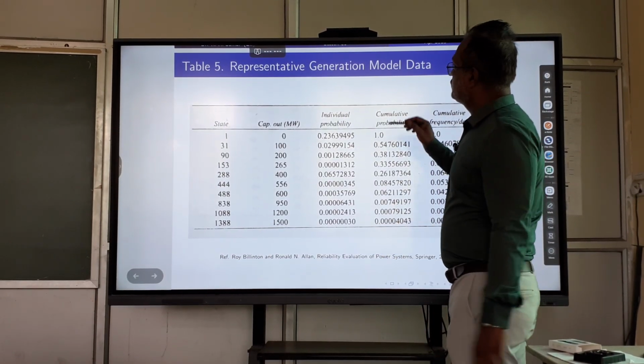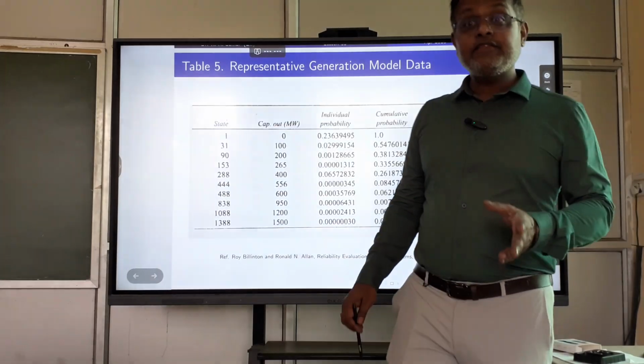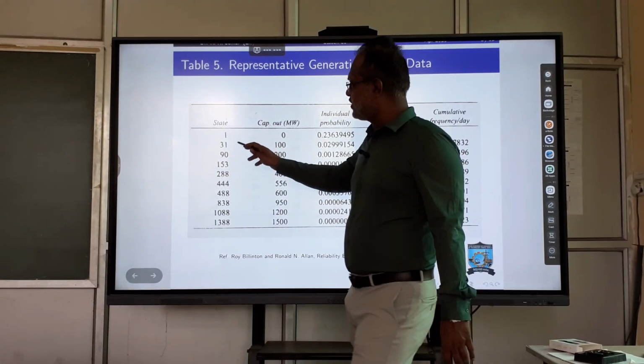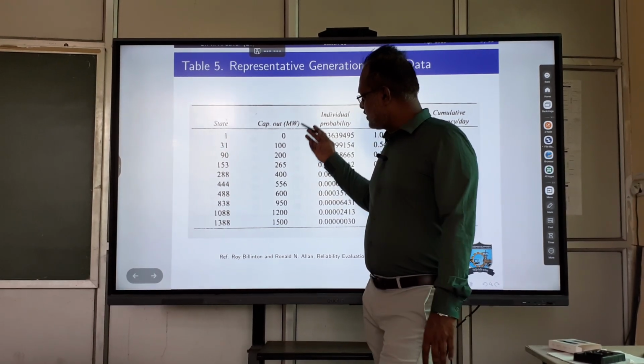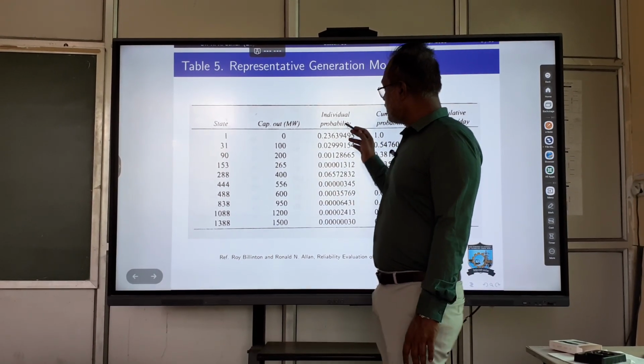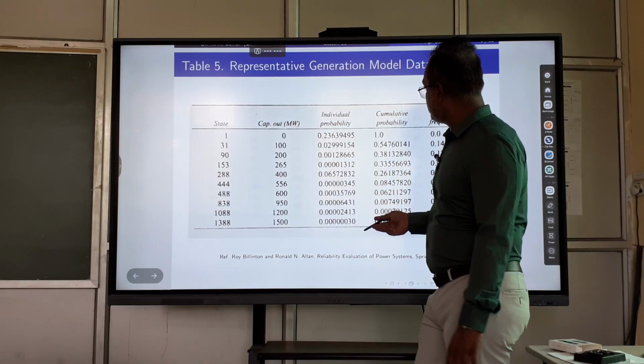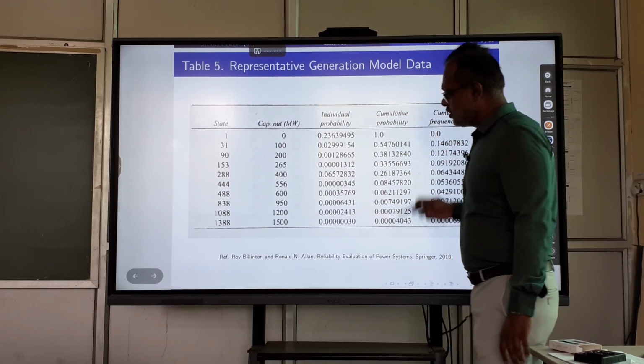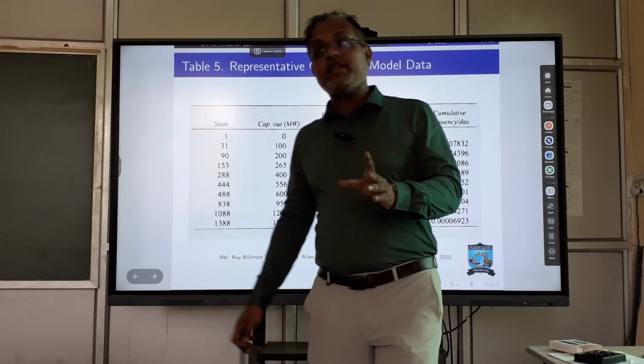Generation model data. So how many states are there? 1872 states. Okay. Here only relative states are given: state 1, state 31, state 19, like that. What is the capacity outage for that state? What are the individual probabilities for those capacity outages? Cumulative probability corresponding to cumulative frequency. All these things you can evaluate using the technique that you have used.